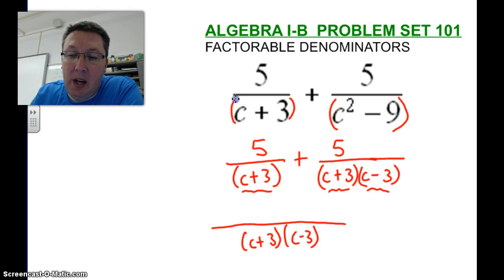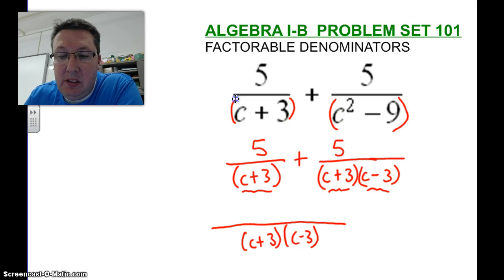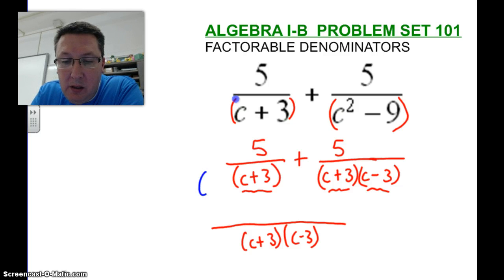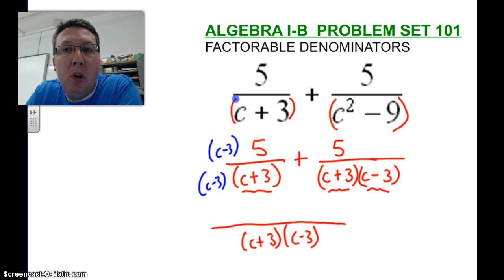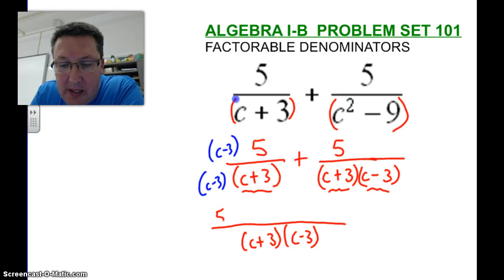All right, so I go to the first fraction, 5 over c plus 3. I needed to have a c plus 3 and a c minus 3. So the missing part is c minus 3. So I'm going to multiply c minus 3 to both the top and the bottom. The most important thing, though, is wait to distribute. So I'm going to leave that as 5 times c minus 3.